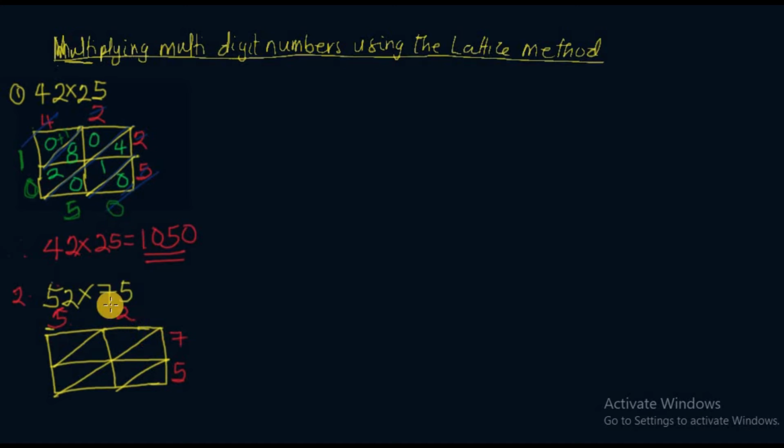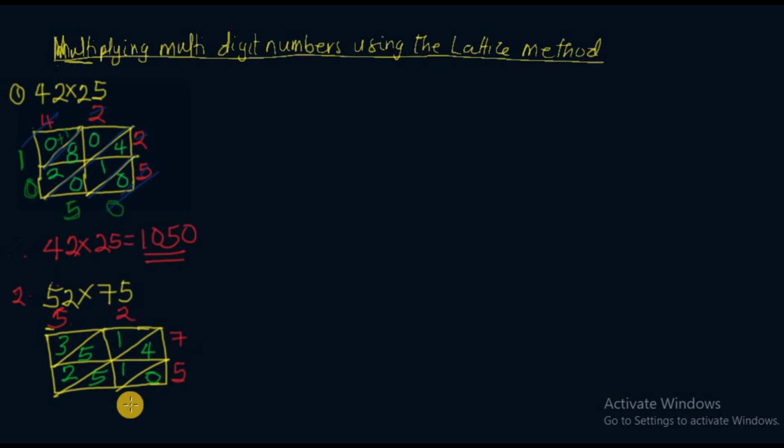Over here we have 7 times 2. 7 times 2 gives us 14, so that's 1 and 4. 7 times 5 gives us 35, 3, 5. 5 times 2 gives us 10, 1 and 0. 5 times 5 gives us 25, that's 2 and 5. Having done this, we come out to add all the various diagonals.